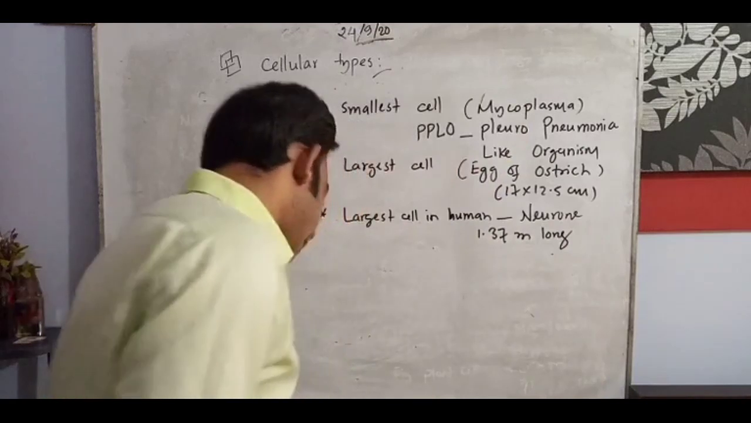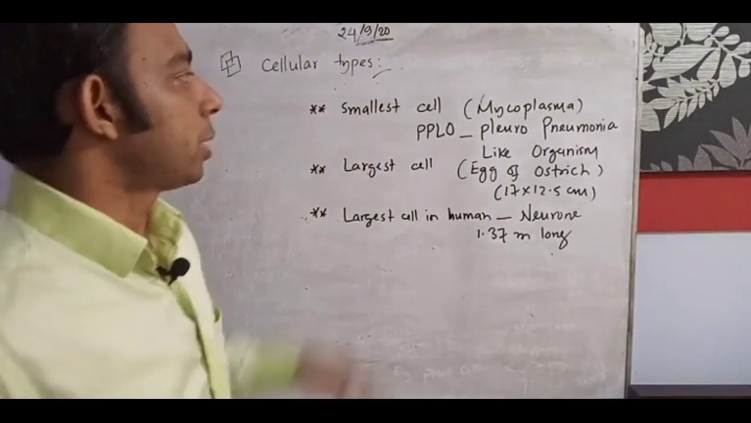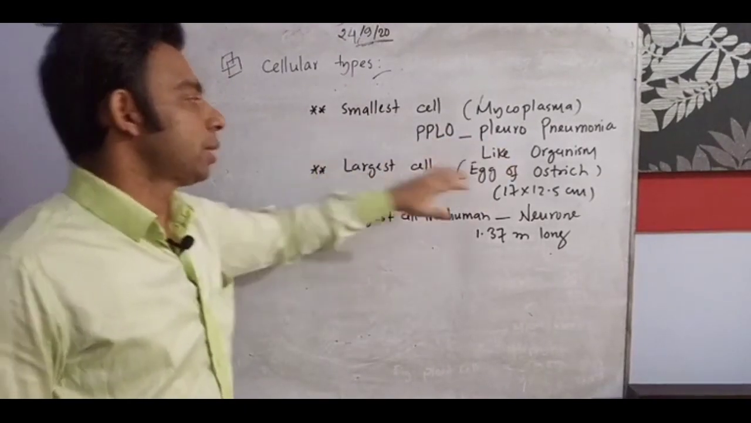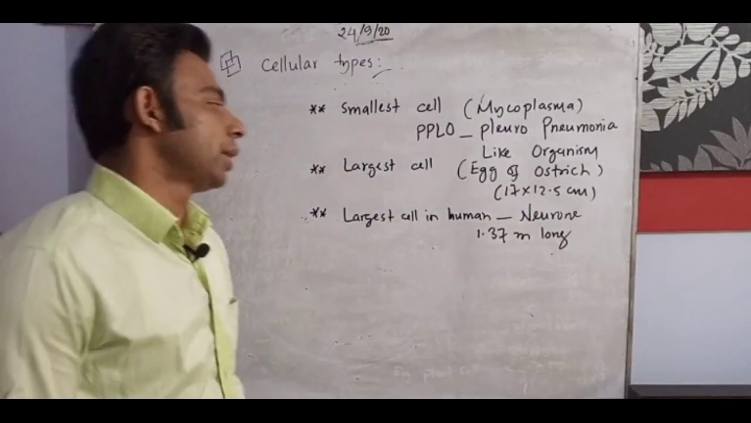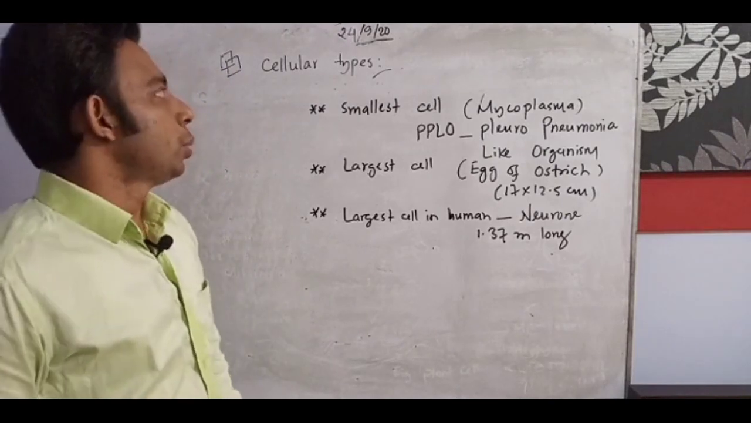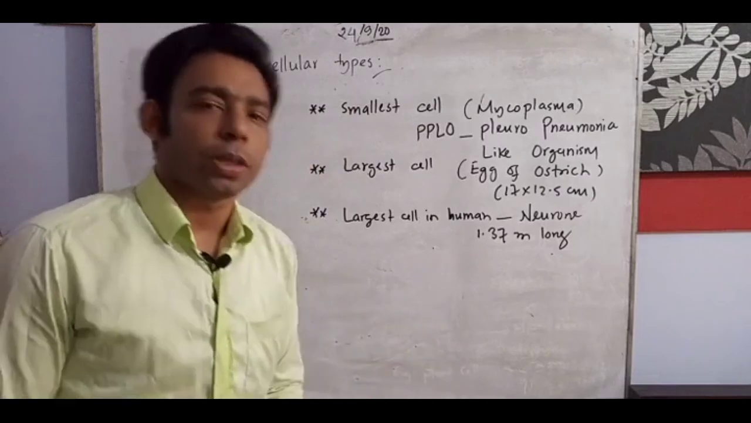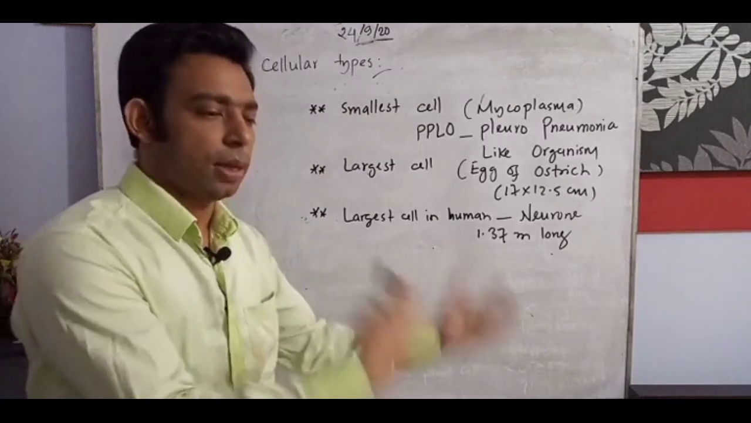These are the common things of today. The smallest cell, mycoplasma, is nothing but PPLO, pleuropneumonia-like organism. The largest cell is the egg of the ostrich, 17 into 12.5 centimeters, and the longest cell in the human body is the neuron, 1.37 meters long. So this is arranged by me today. I hope you understand today's topics also. We will learn new topics in the next class.